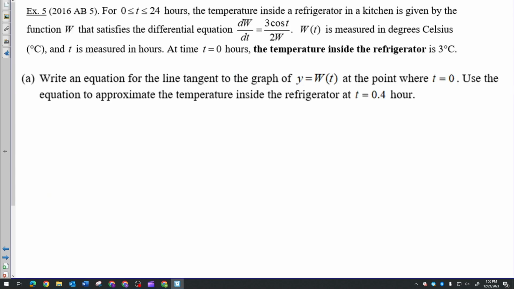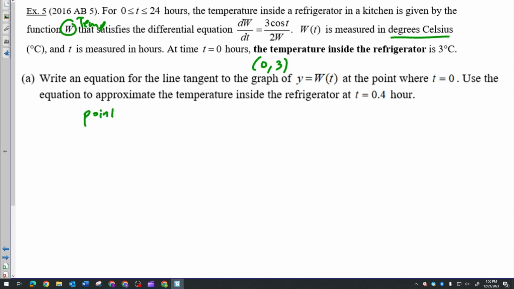All right, let's look at your last example here. I have the temperature inside a refrigerator is given by this function w, so that's some sort of temperature, and it satisfies this differential equation. W is in degrees Celsius, and t is in hours, and at time 0, I know an initial condition that temperature is 3, or w will be 3. The first problem says write the equation of the tangent line of y equals w of t at this point.